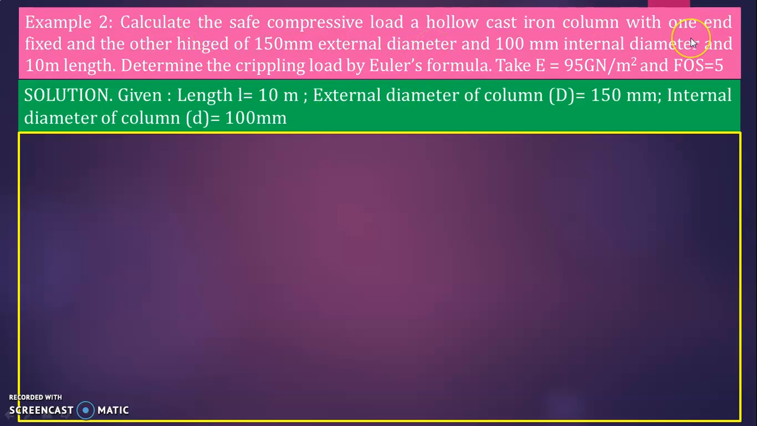Here you have to see what the effective length is. One end is fixed and the other end is hinged, and capital D is 150 mm because the external diameter is 150, and the internal diameter is 100 mm, that is small d is 100 mm, and E is equal to 95 giganewton per meter square, or 95 into 10 raised to 9 Newton per meter square, or 95 into 10 raised to 3 Newton per millimeter square.